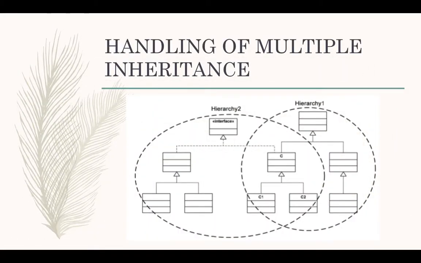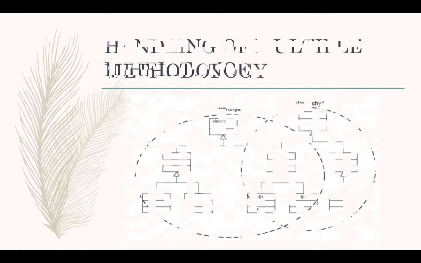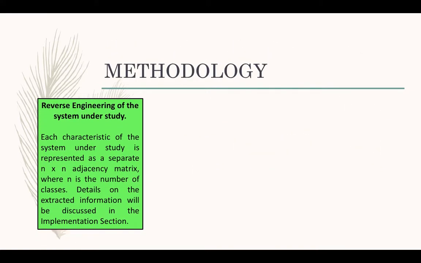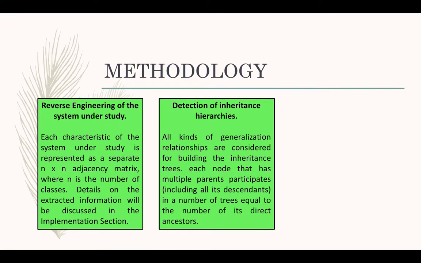The handling of multiple inheritance: hierarchy 1 and hierarchy 2. The methodology. First, the reverse engineering of the system under study. Each characteristic of the system under study is represented as a separate n times n adjacency matrix, where n is the number of classes. Detail on which abstract information will be used is discussed in the implementation section.